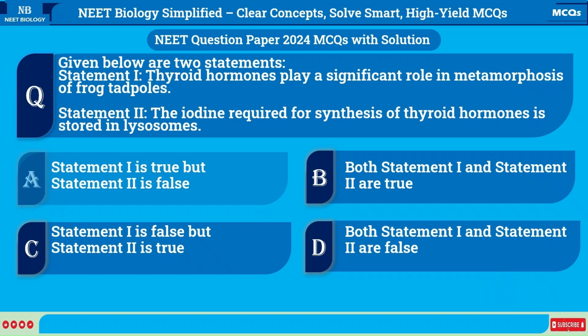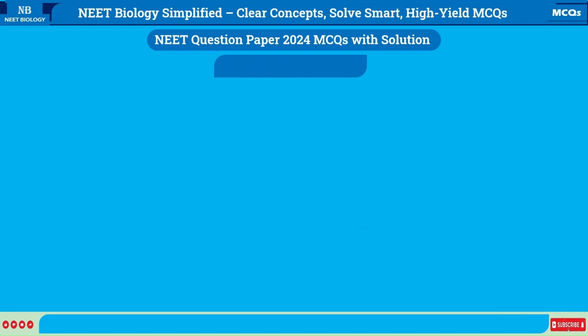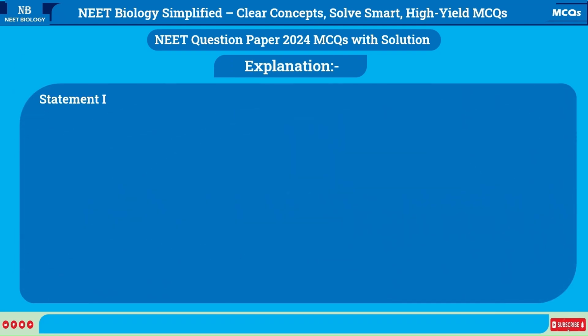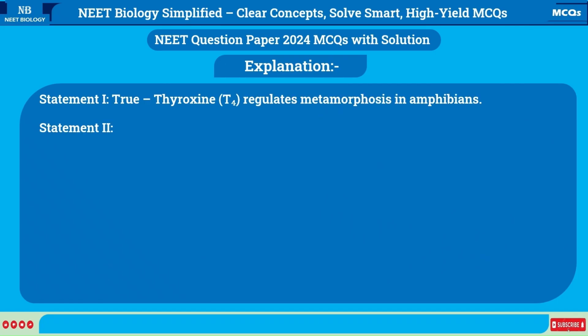Correct answer is A. Statement I is true but statement 2 is false. Explanation. Statement 1: True, thyroxine, T4, regulates metamorphosis in amphibians. Statement 2: False, iodine is stored in thyroid follicles as thyroglobulin, not lysosomes.